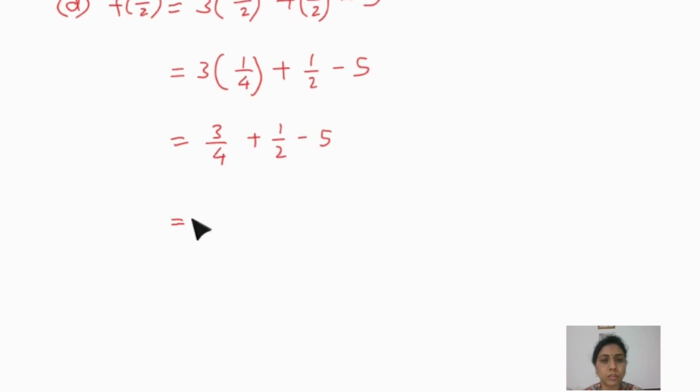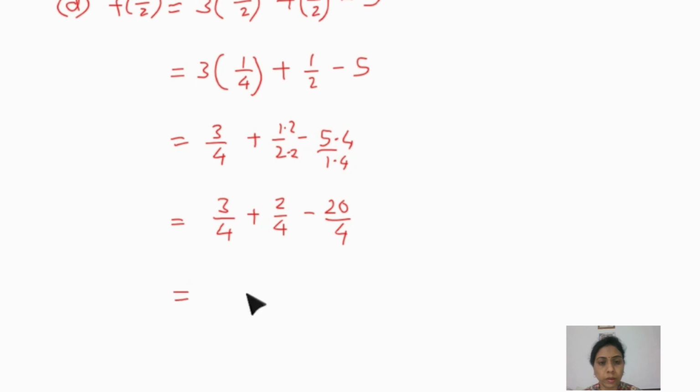Here with fractions, we can't add or subtract yet because the denominators are not the same, so we have to make the same denominator. Here the denominators are 1, 2, and 4, so the least common denominator is 4. Multiply the 1/2 by 2, so 2 times 2 is 4, and 4 times 1 is 4. So this is 3/4 plus 2/4 minus 5 times 4, which is 20, so 20/4.